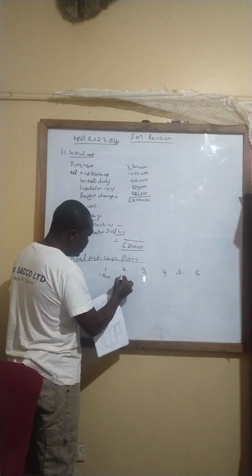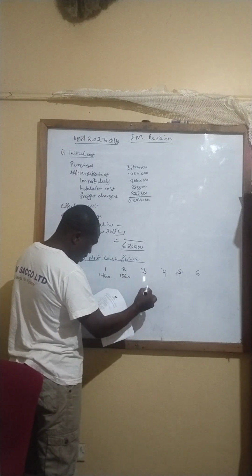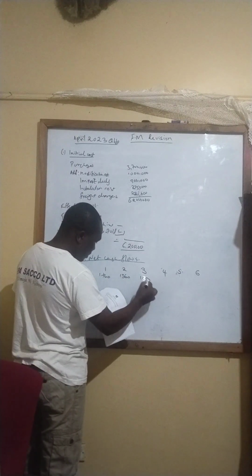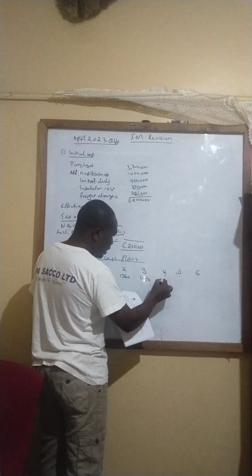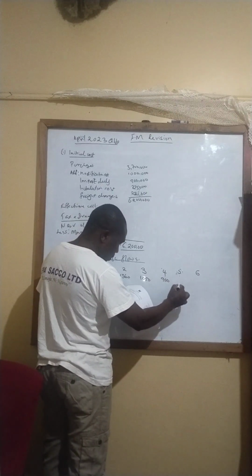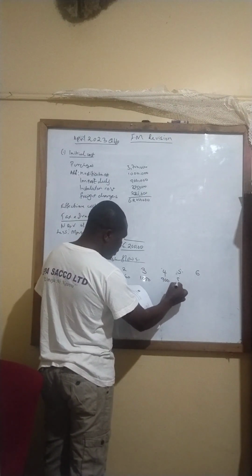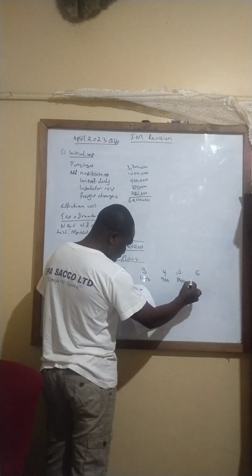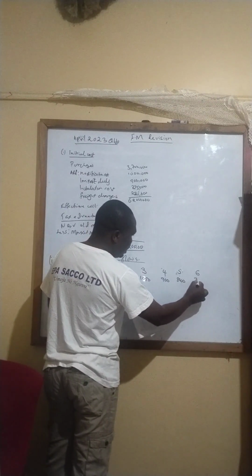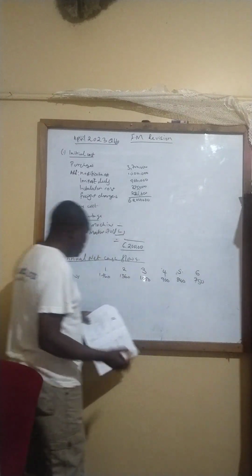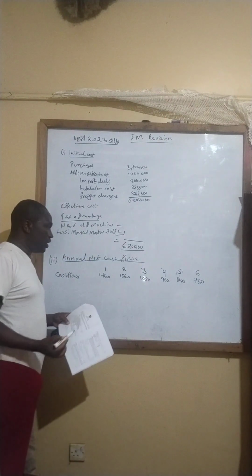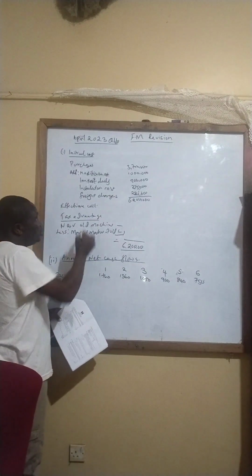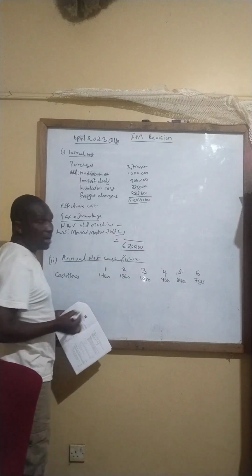Here we have 1360. Here we have 1050. Here we have 900. Here we have 840. And finally we have 750. So before you apply the tax of 30%, there is a depreciation that this particular machine is undergoing.